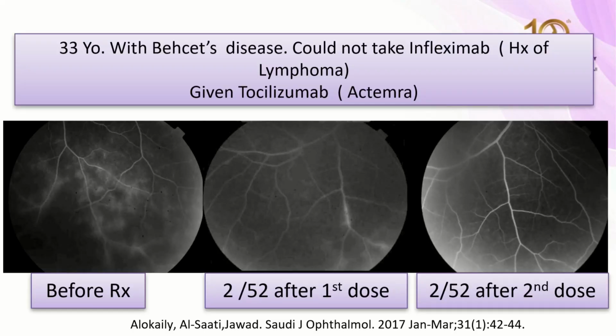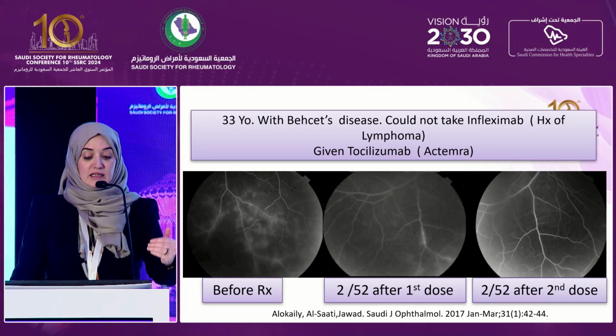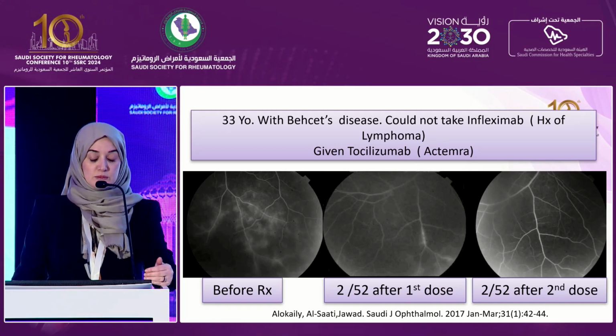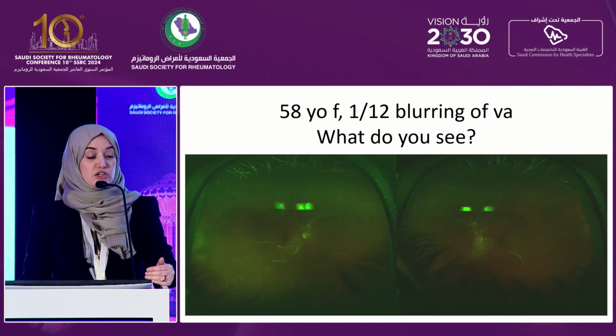And here is another case that is of interest. Patient with Behçet's disease had previous history of lymphoma. We could not give infliximab. The rheumatologist and I decided to give him Actemra, and he improved dramatically, and this was published in the Saudi Journal of Ophthalmology.